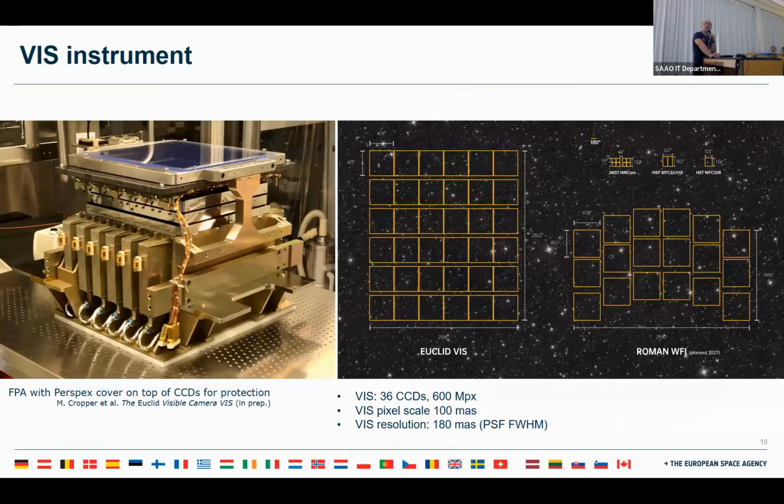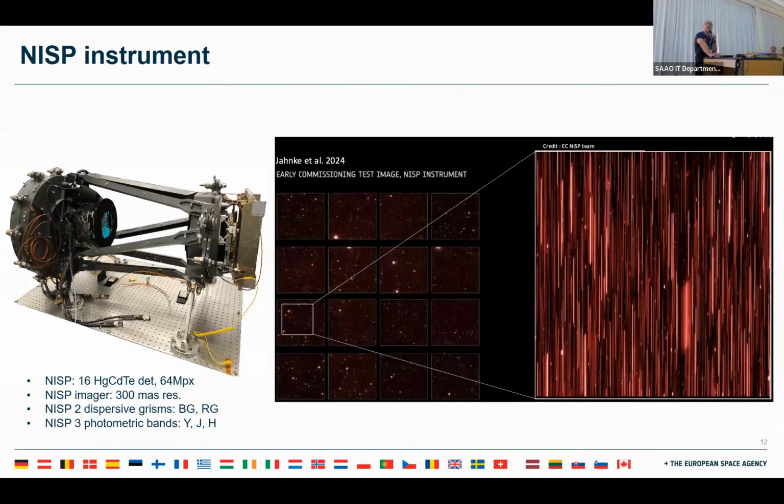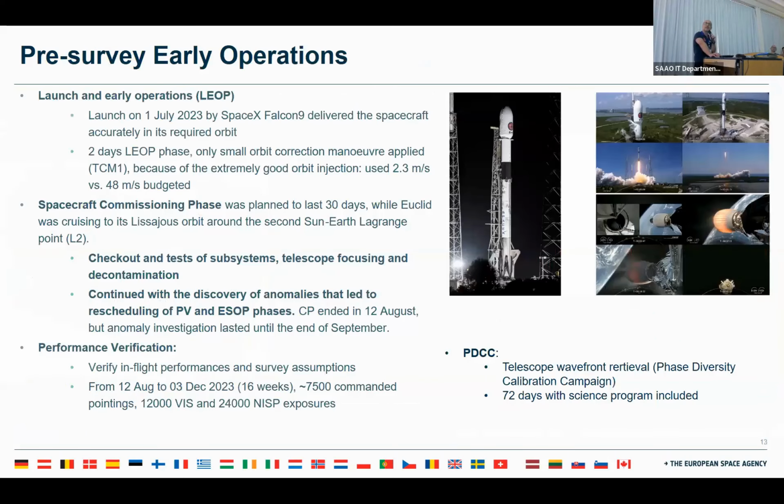This is the footprint of the Euclid VIS imager, about half a square degree. You see that compared to the full moon, this is the size of the moon on the plane, and this is some of the images from these observations. This is the near-infrared instrument. It's for 3-band photometry as well as for slitless spectroscopy, which is shown on the right-hand side.